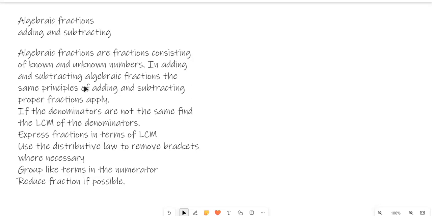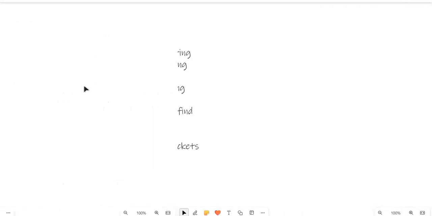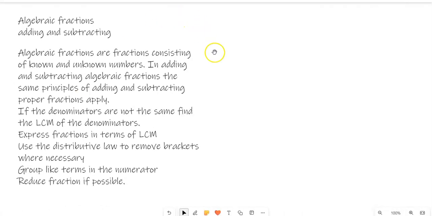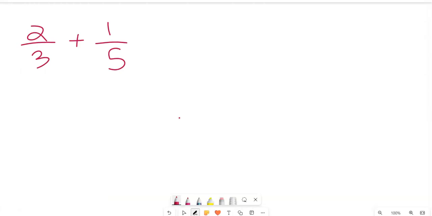Alright, so before we go to the algebraic fractions, let us do a regular fraction. So let's say we have 2/3 plus 1/5. These denominators are not the same, so we need to find the LCM. These are two prime numbers, so to find the LCM we simply multiply the two denominators. So that would be 3 times 5, which is 15. Then we divide the LCM by the first denominator.